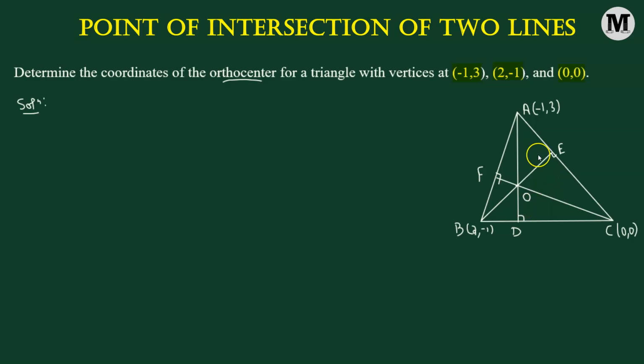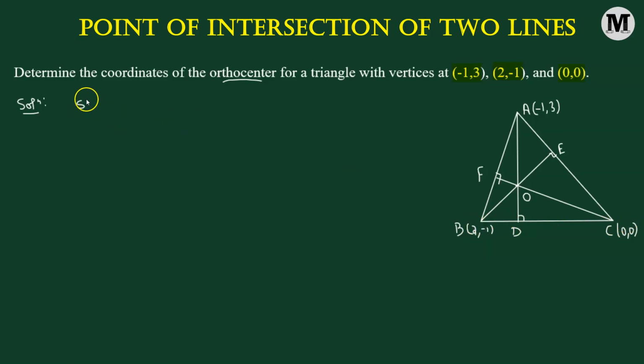Okay, so that means we'll need to find out the equation of the altitude. Let us begin by first finding out the equation of the altitude AD. Now to find out the equation of the altitude AD, we are going to use the point slope form. So here, as we can see, the altitude AD already passes through the point A. What we need is the slope of AD. To find out the slope of AD, first we will find out the slope of BC.